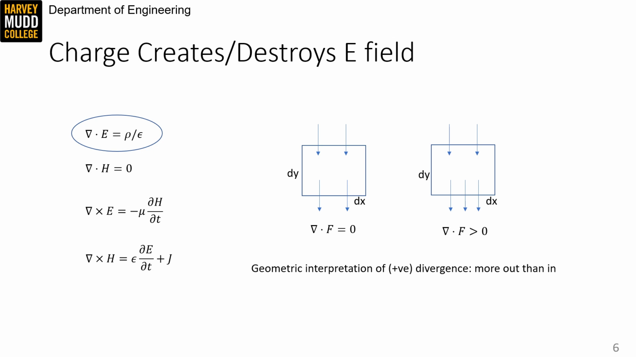This perspective of a divergence applied to the first Maxwell's equation says that electric field is created by positive charge and absorbed by negative charge. The other divergence equation says that H field is neither created nor destroyed, which means that H field is always a loop, it turns out.